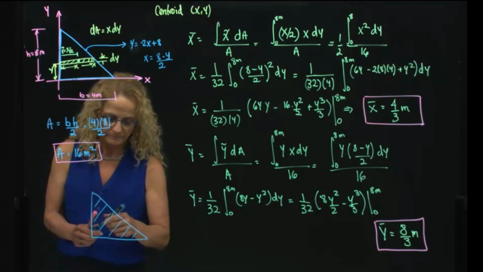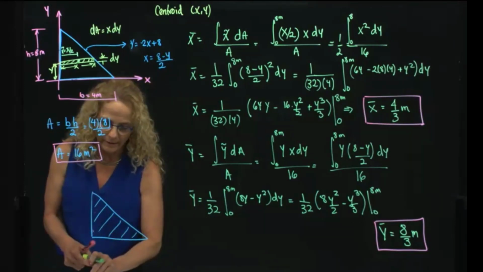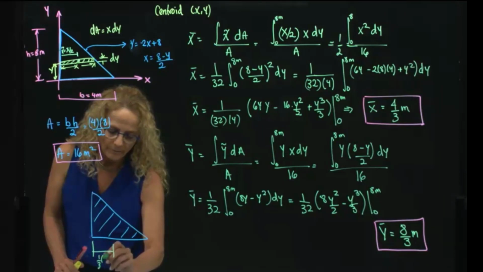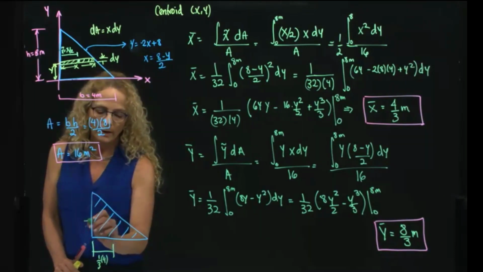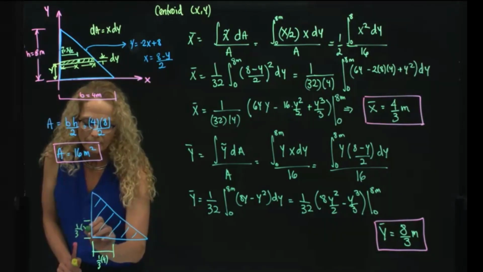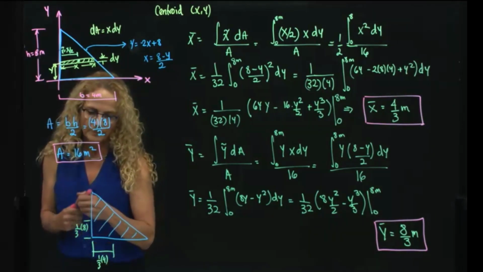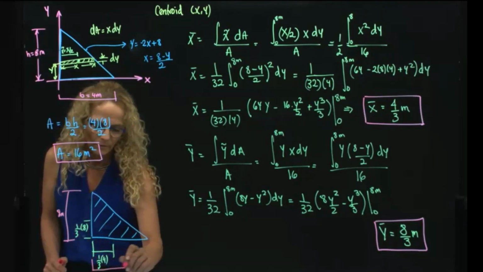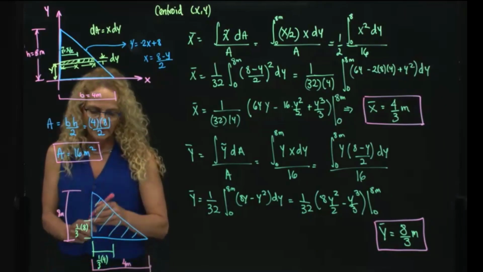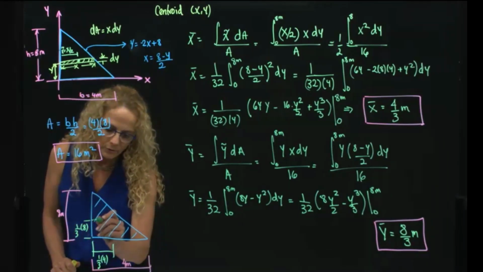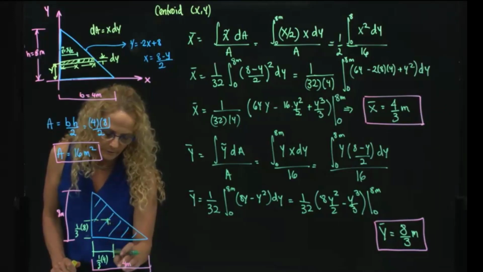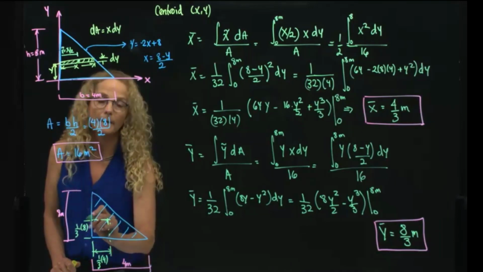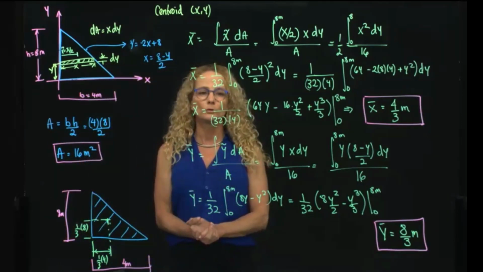Again, for a triangular plate, my centroid is located at 1/3 of the base, in this case 4, and 1/3 of the height, in this case 8 meters. And this is the location of the centroid of a triangular plate. Okay, this is the solution of this problem.